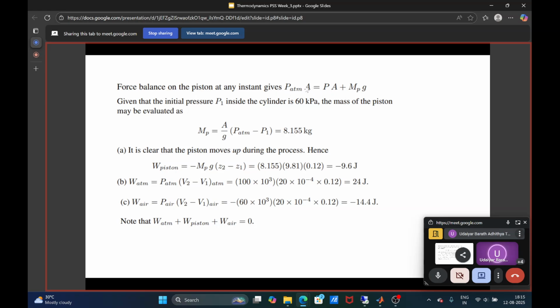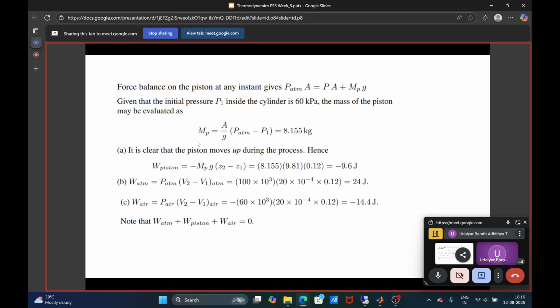So we get P atmosphere times A equals P times A plus mass of piston times g. Using this, we can estimate the mass of the piston, because the initial pressure and the atmospheric pressure are known, and we also know the cross-sectional area of the piston. So the mass of piston is A by g times (P atmosphere minus P1), which is (100 minus 60) times 20 centimeter square, so 20 times 10 power minus 4, divided by 9.81. We get 8.155 kilograms as the mass of the piston.